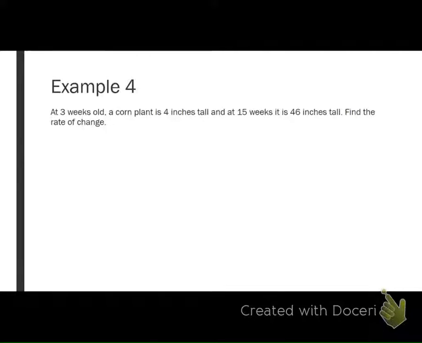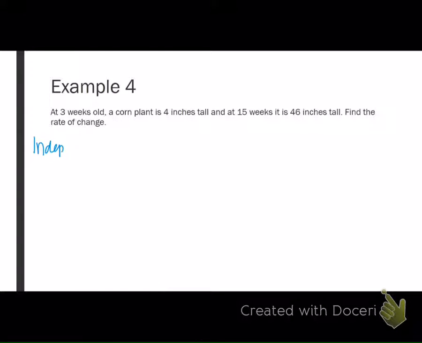So it says, at 3 weeks old, a corn plant is 4 inches tall, and at 15 weeks, it is 46 inches tall. Find the rate of change. So first, you have to determine what your independent variable is and your dependent variable is. So remember, independent is not changeable. So which one can you not change?